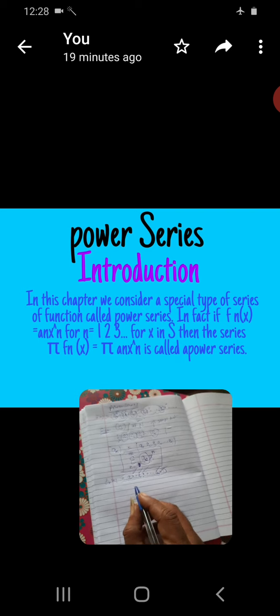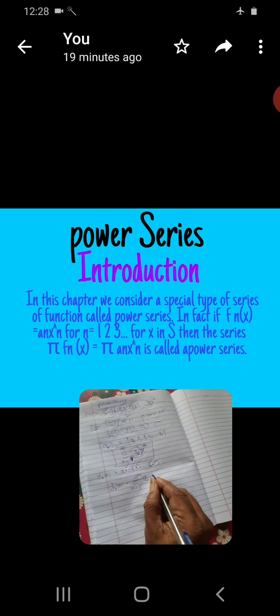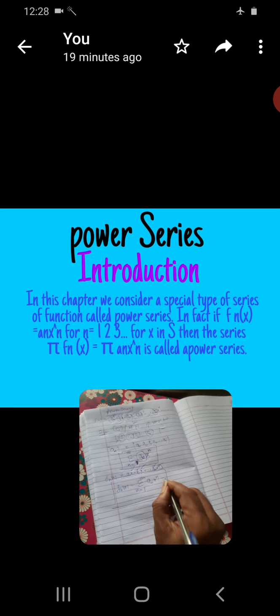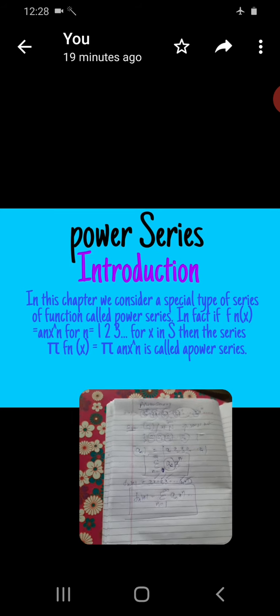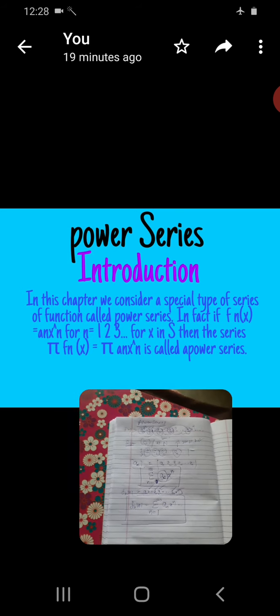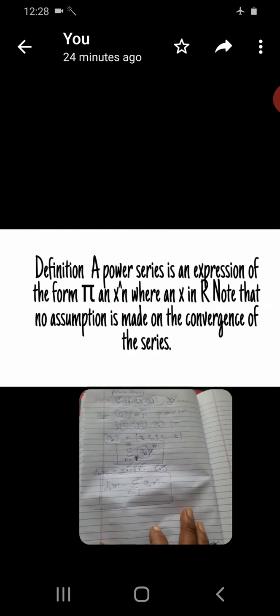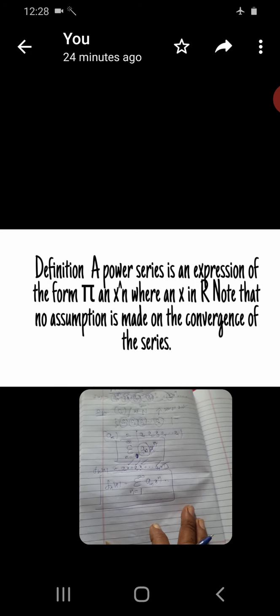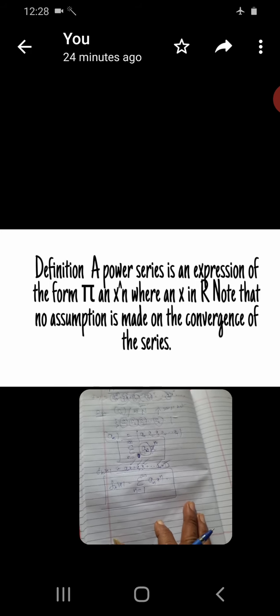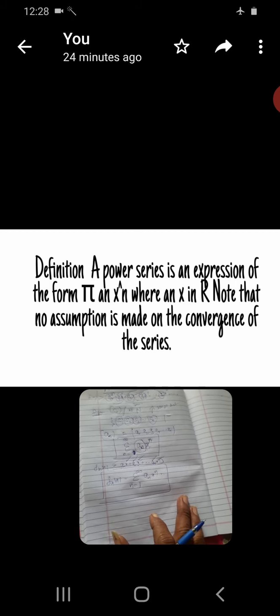You write f(x) = power series, sigma n = 1 to infinity an x^n. This is the power series. You see what a power series is. Now, what is the definition of a power series? A power series is an expression of the form sigma an x^n where x is in R.